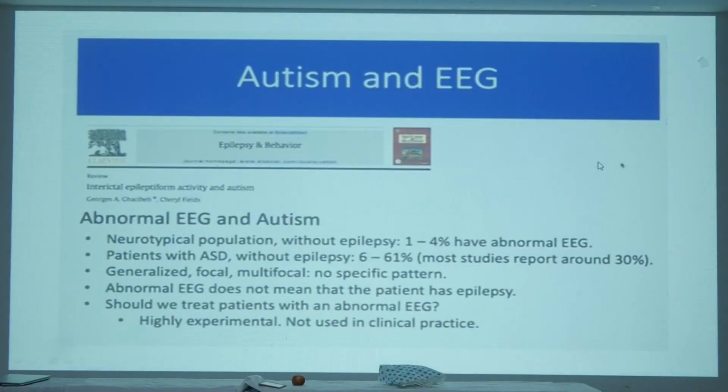The main issue regarding the primary autism subgroup is the abnormal EEG. In approximately 4% of the general population, even if they don't have epilepsy or seizures, we can get an abnormal EEG. Similarly in this group, 30% of the cases, even if they don't have epilepsy, will have an abnormal EEG. And the EEG pattern is also not specific. It can be generalized, focal, or multifocal. So abnormal EEG does not mean that the patient has epilepsy.